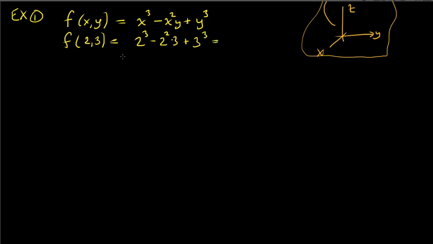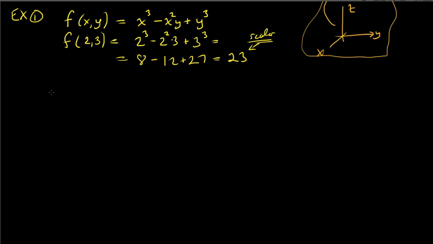Can I do this in my head? Let's see, 8 minus 12 plus 27. So 27 minus 12 is 15. 15 plus 8 is 23. Okay. So again, this is a scalar, not a vector.